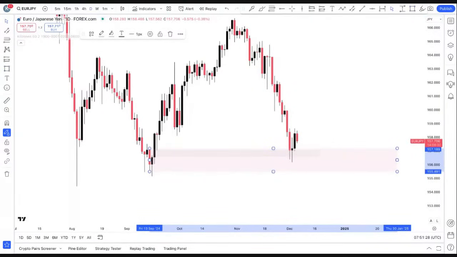I just want you to type order block. That is correct. Order block from Emmanuel.